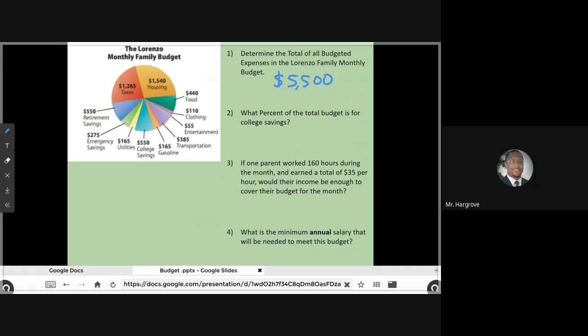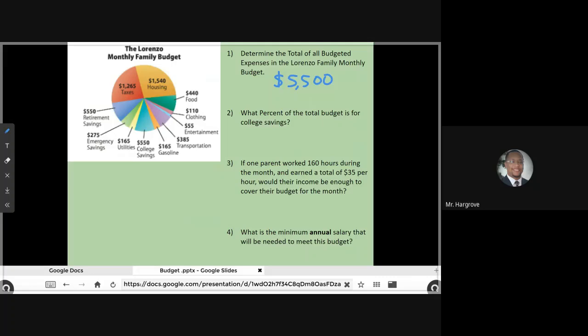So $5,500 is how much money the Lorenzo family spends every month. They spend $5,500, and it's important for them to know that. The next question says, what percent of the total budget is for college savings?